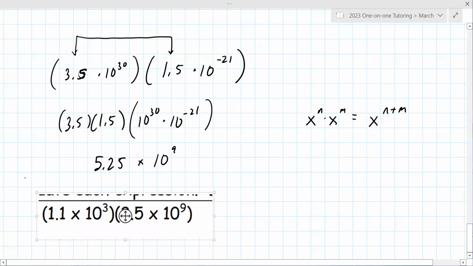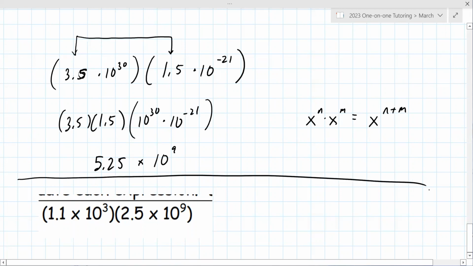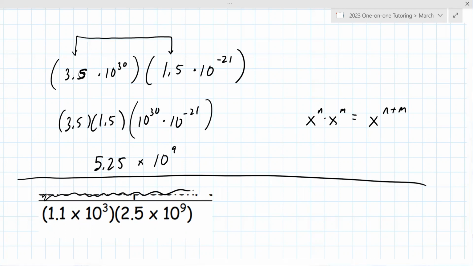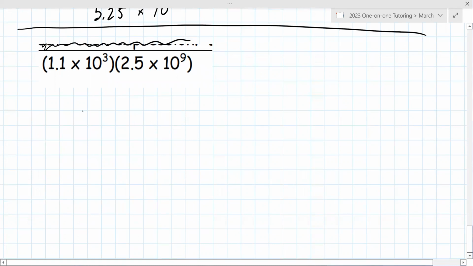Go ahead and now work that one out for me, please. Oh wait, you just need to add the zeros. Okay. 1100 times, or hold on. Wait, no, we just did this. We need to switch them. Yes. So 2.75 times 10 to the 12th. Very good.